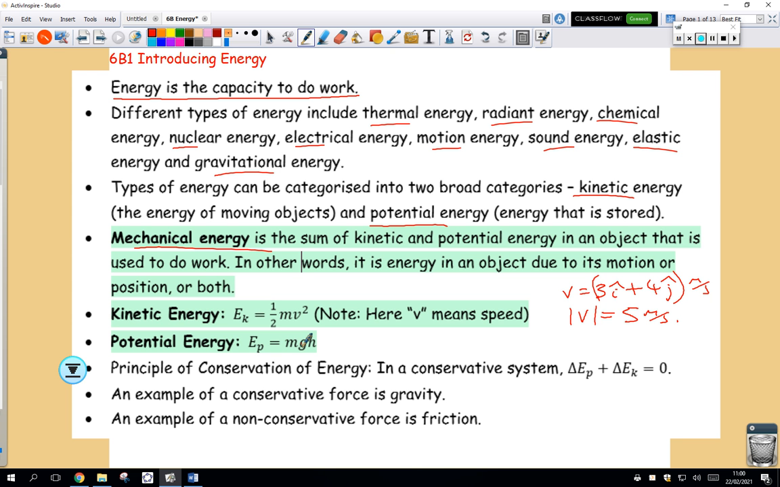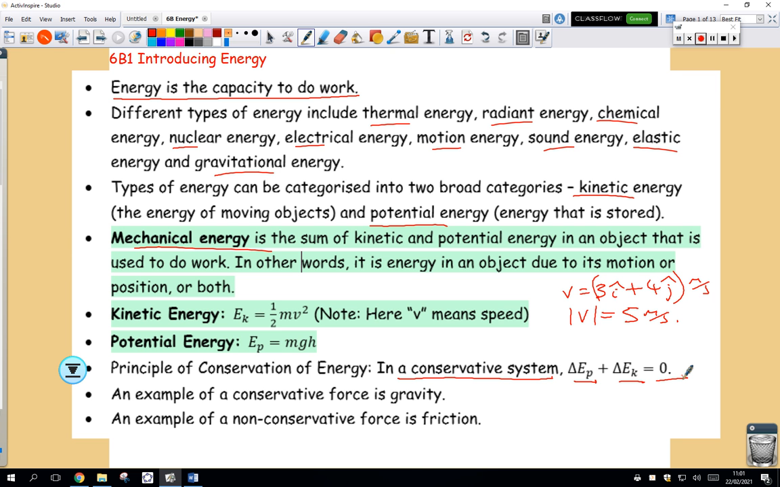Principle of conservation of energy. This is in your formula and tables booklets. It says the change in a conservative system, of course, and we'll talk more about that. In a conservative system, the change in potential energy plus the change in kinetic energy is always equal to 0. In other words, the change in mechanical energy is 0. So the sum of its potential energy and its kinetic energy doesn't change in a conservative system.